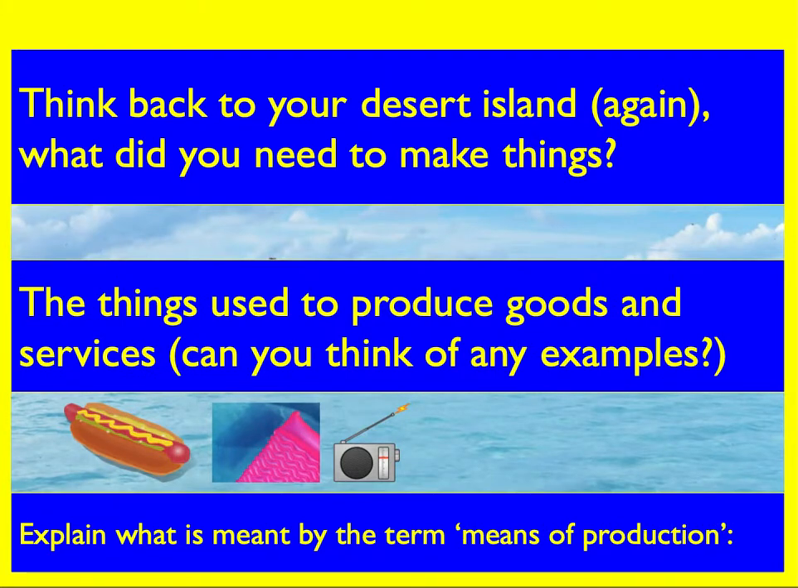To revisit your desert island and the construction of a society, what you need to make things and how you answer this reveals the answer to the question, what is meant by the term means of production. You could use an example of anything. What do you need to make a hot dog, a lilo, or a radio? Those things, that is, what you need to produce a good or service, is known as the means of production.